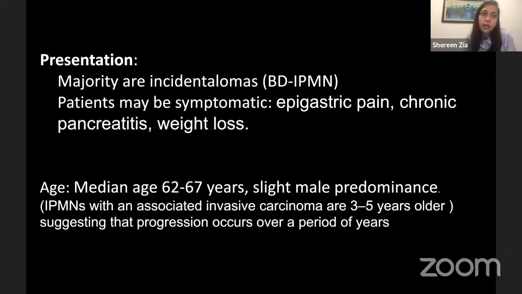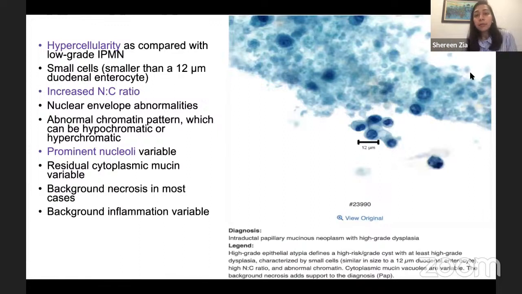This is a cytology image I'm showing. This is an example of high-grade dysplasia related to IPMN. You can appreciate here that the specimen will usually have high cellularity and the NC ratio will be high. Then there is an abnormal chromatin pattern. You can appreciate this is the mucinous epithelium, and there's a lot of necrosis in the background. That is how high-grade epithelial atypia usually looks in a cytology specimen, with this cytoplasmic mucin.